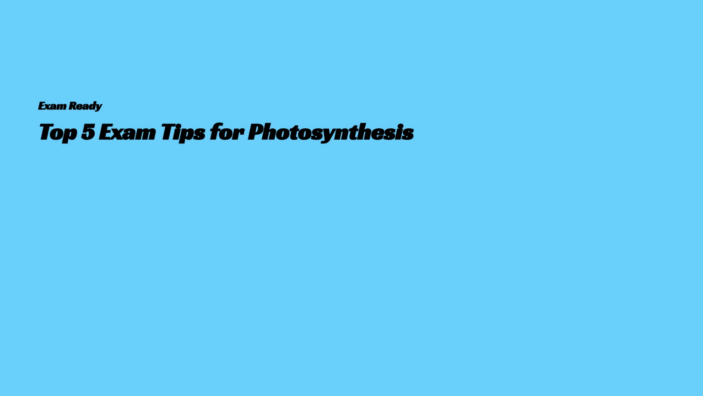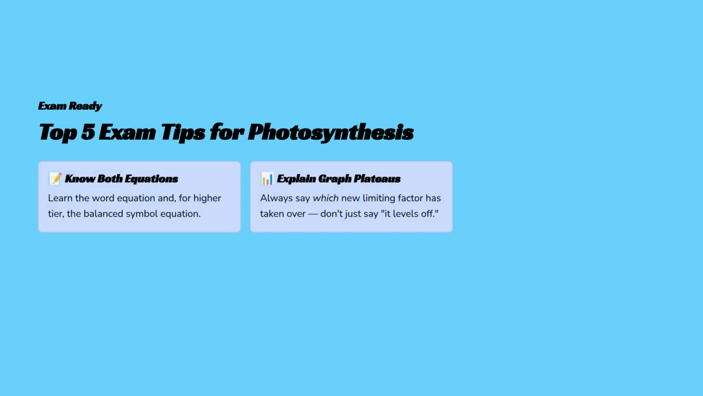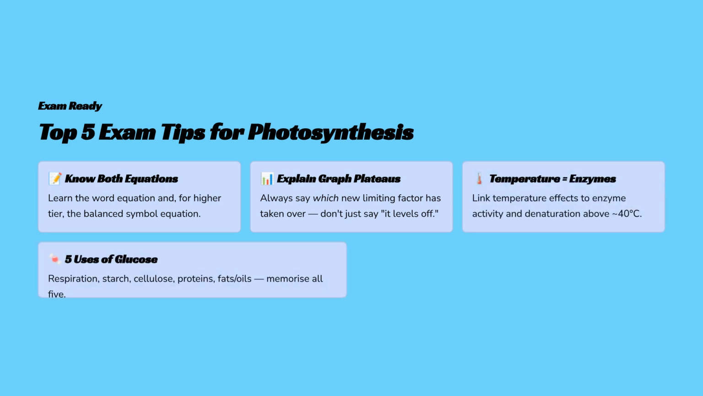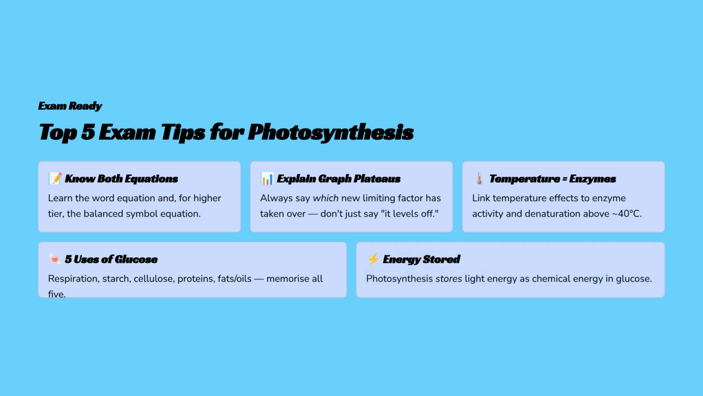Finally, here are 5 top exam tips. Know both equations, explain graph plateaus by naming the new limiting factor, link temperature to enzyme denaturation, memorize the 5 uses of glucose, and remember that photosynthesis stores light energy as chemical energy.